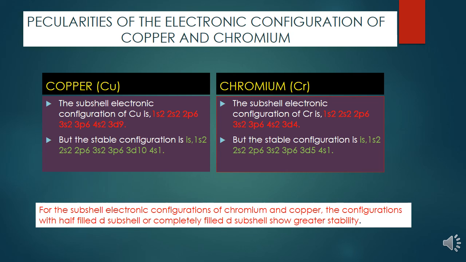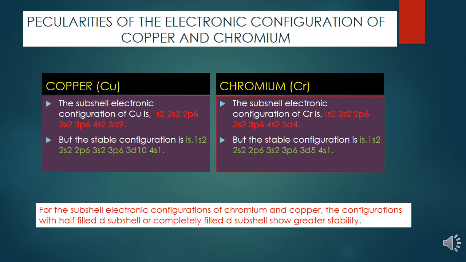There are some peculiarities in the electronic configuration of copper and chromium. Let's see. For copper, the subshell electronic configuration is 1s2, 2s2, 2p6, 3s2, 3p6, 4s2 and 3d9. But the stable configuration is 1s2, 2s2, 2p6, 3s2, 3p6, 3d10 and 4s1. In case of chromium, just look at the electronic configuration: 1s2, 2s2, 2p6, 3s2, 3p6, 4s2, 3d4. But this is not the actual electronic configuration. The stable configuration is 1s2, 2s2, 2p6, 3s2, 3p6, 3d5 and 4s1.